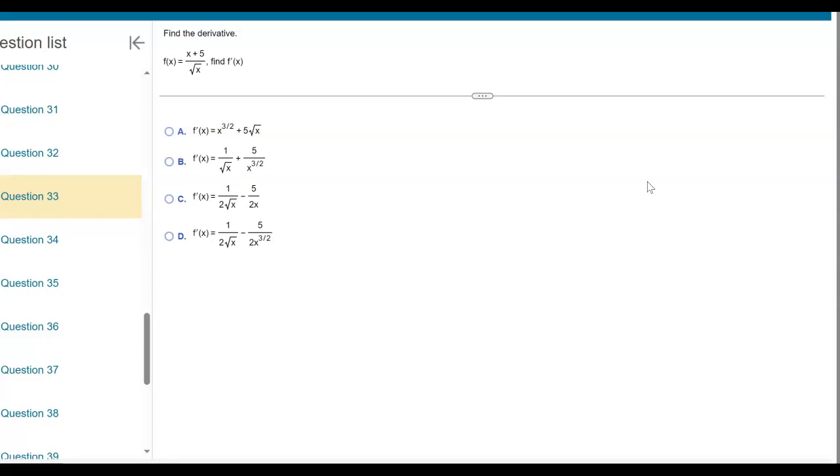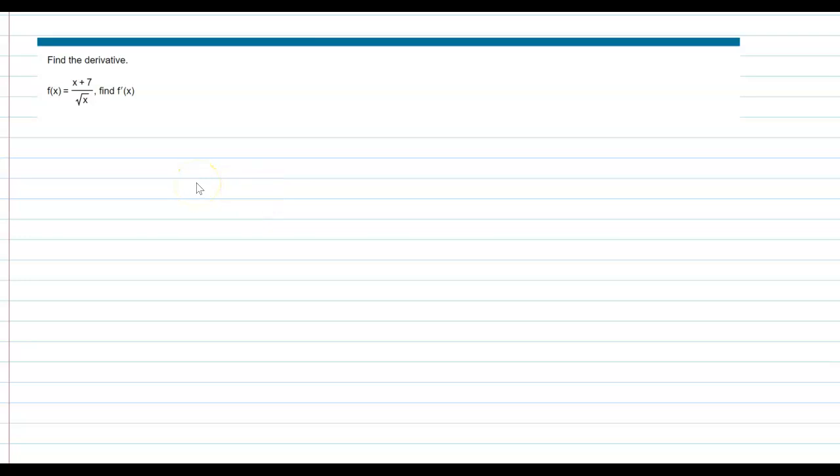Now let's proceed to the next question. Find the derivative of the given function here. If you look at this, you can use the quotient rule, or you can just rewrite the function and apply the basic formula on the derivative of exponential functions. Okay, so let's just use the basic one. What we could do is rewrite this function as x over square root of x plus 7 over square root of x.